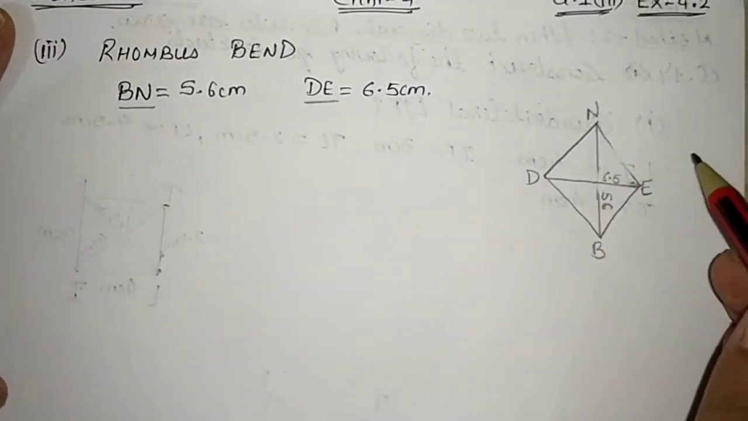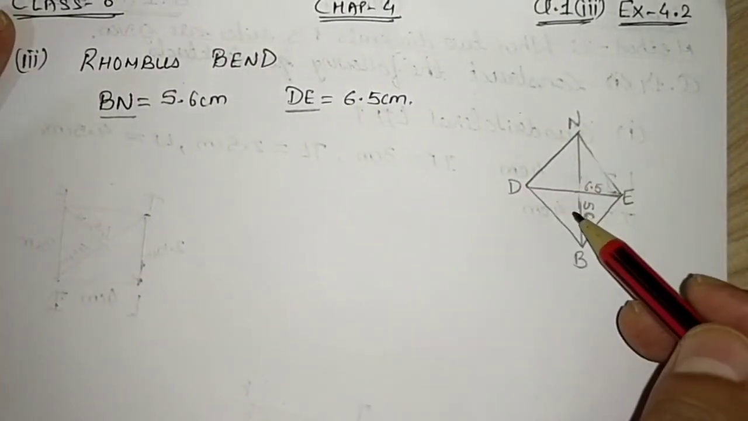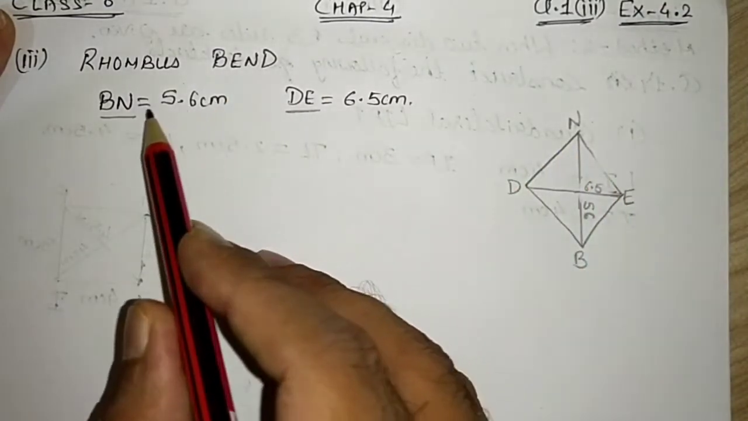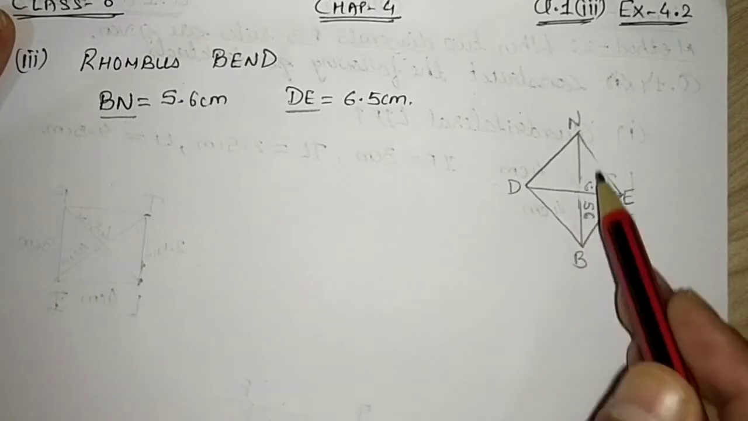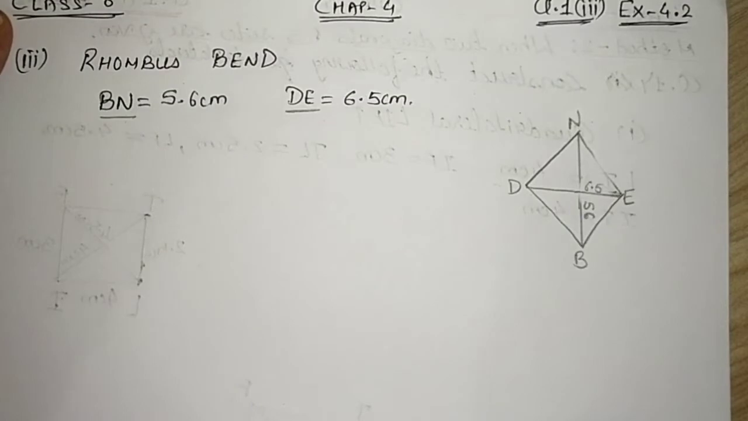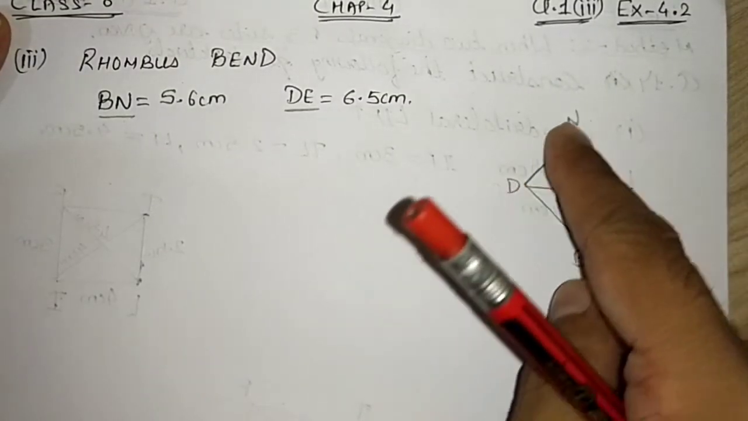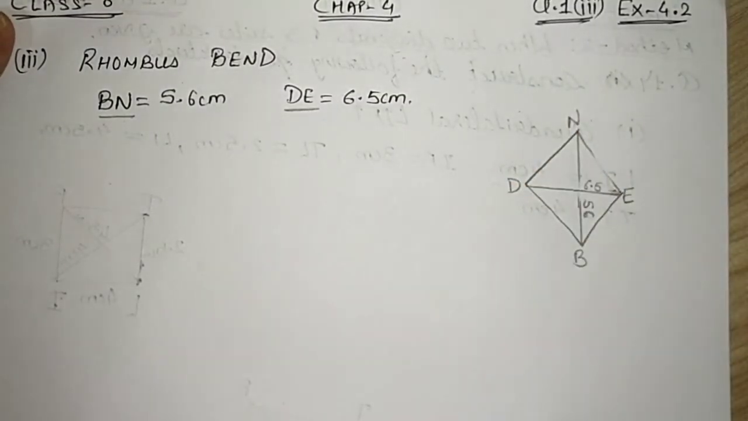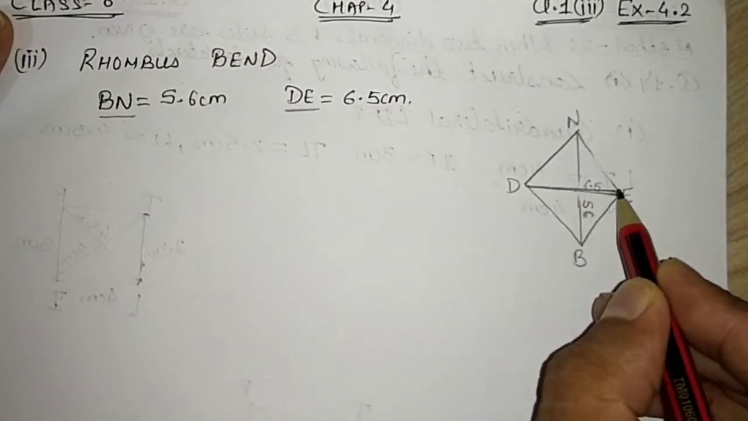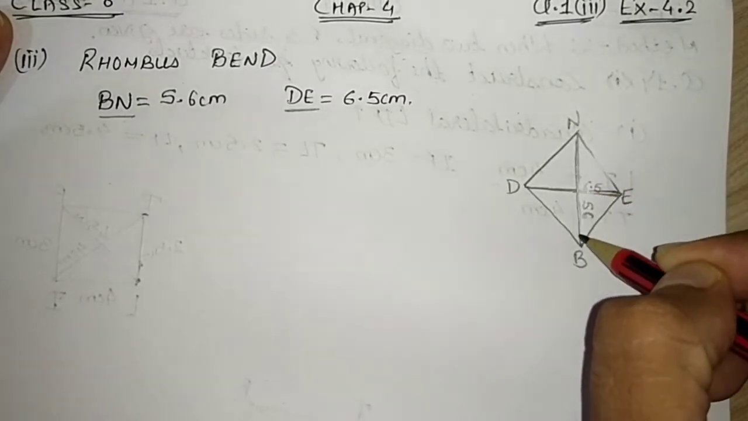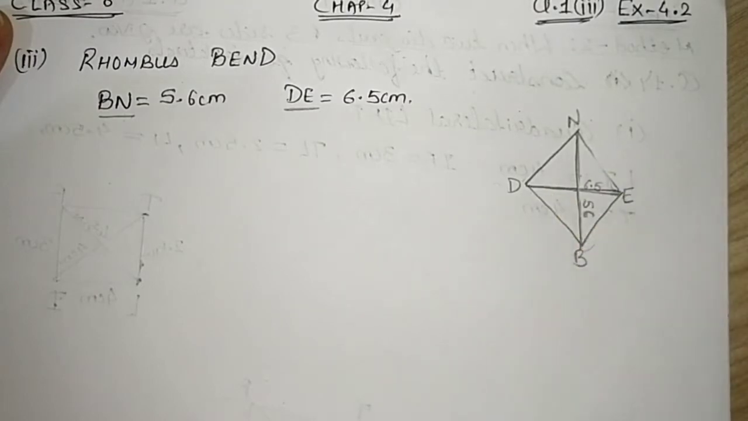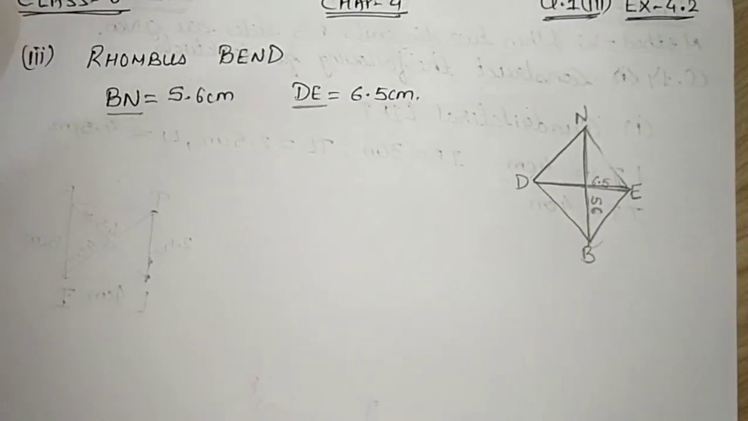You can see if I make one rough diagram of rhombus BEND, BN is one diagonal and DE is one diagonal. Now with the help of these two diagonals we have to make a quadrilateral, and for that purpose I need this plus sign in between. If I get this, I can join the other sides and I will get the parallelogram.